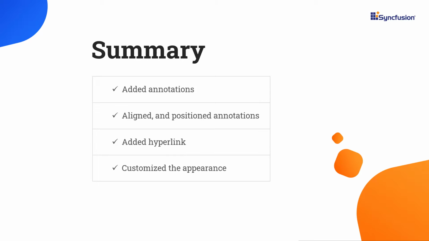That's how easy it is to add annotations to nodes and connectors in the Syncfusion Vue Diagram component. You have seen in this video how to align and position the annotations using the offset, horizontal alignment, vertical alignment, and hyperlink properties. Additionally, you have learned how to customize the appearance of the annotations by setting text wrapping and font styles.